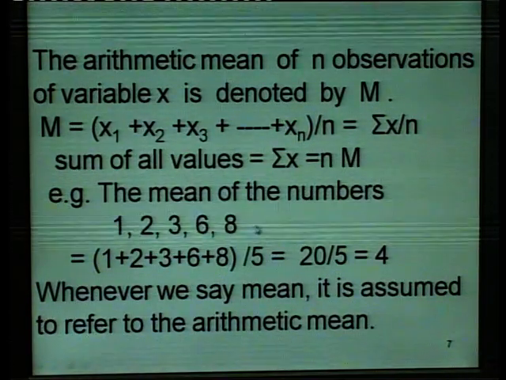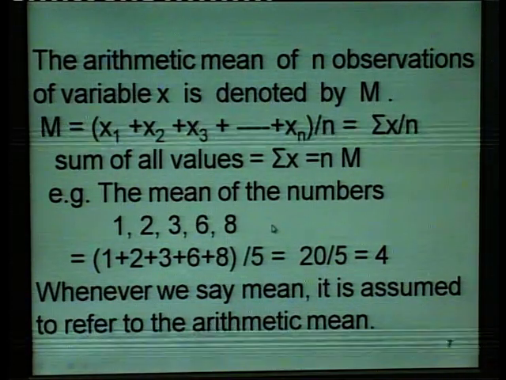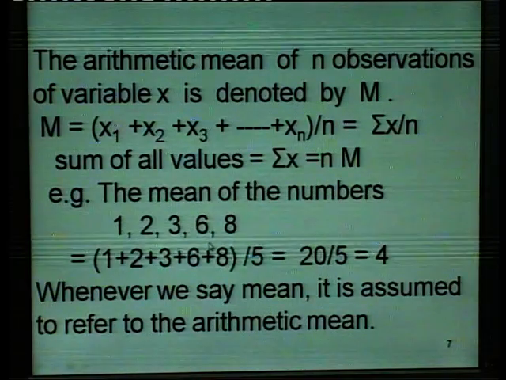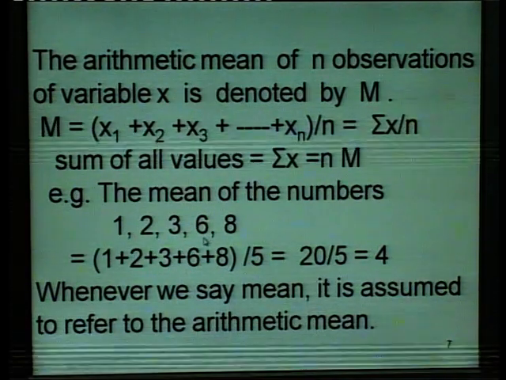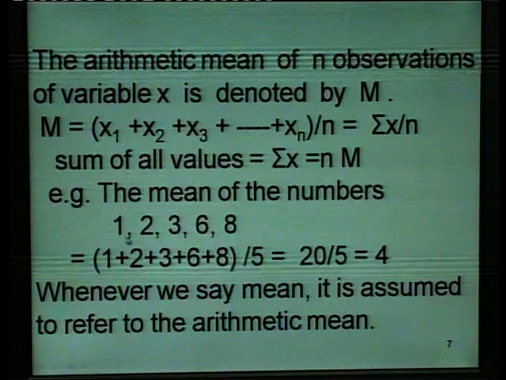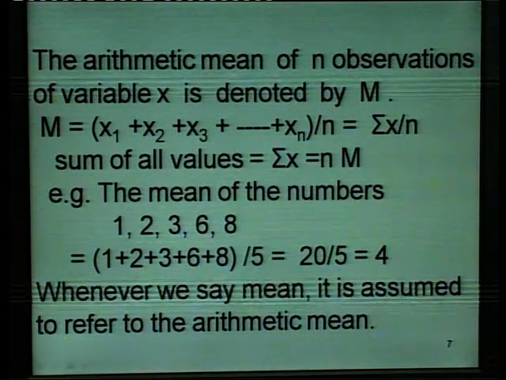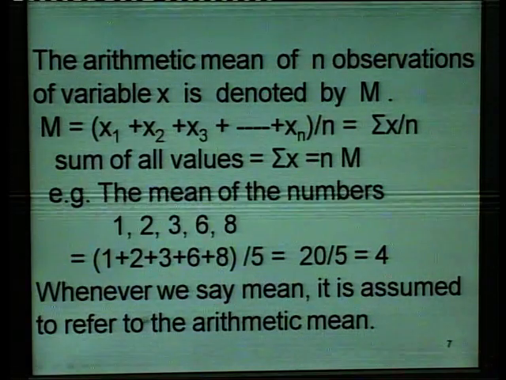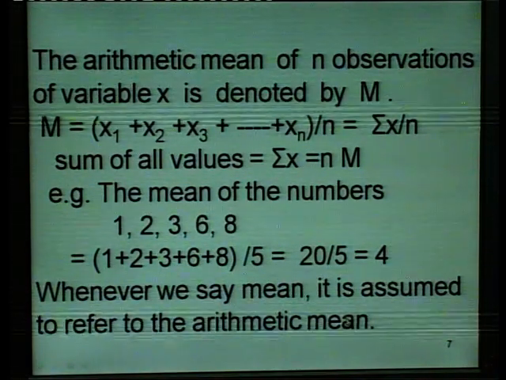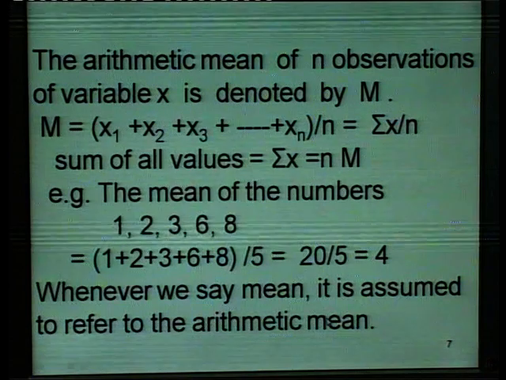So, 4 is the value which represents this data. So, 4 is the mean of this data. So, 4 is the measure of central tendency. In this lecture, whenever we say mean, it is assumed to refer to the arithmetic mean. In short, we always say mean.